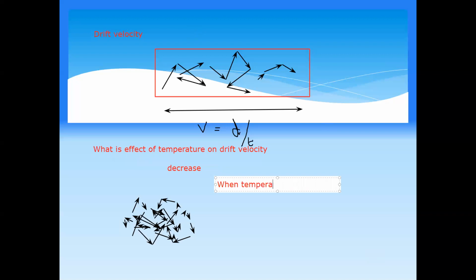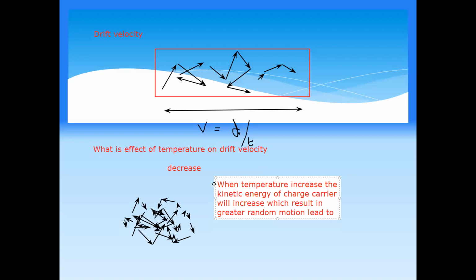So when temperature increases, the kinetic energy of the charge carriers will increase, which results in greater random motion, which leads to a decrease in drift velocity, because drift velocity is the net displacement over time. The net displacement with respect to time decreases, so that's why the drift velocity is decreasing. So temperature and drift velocity are inversely related. Higher temperature, smaller drift velocity.